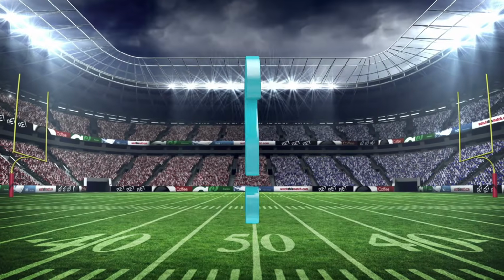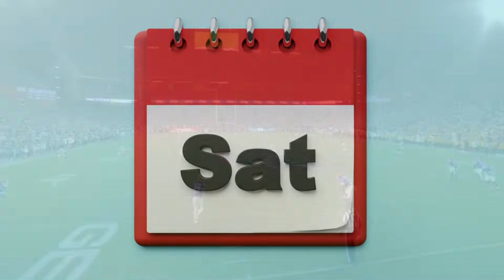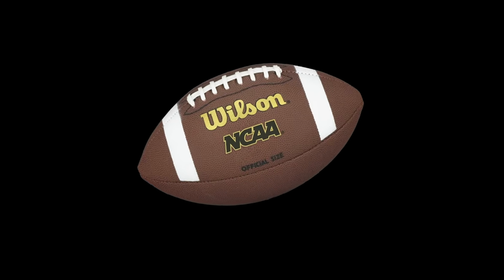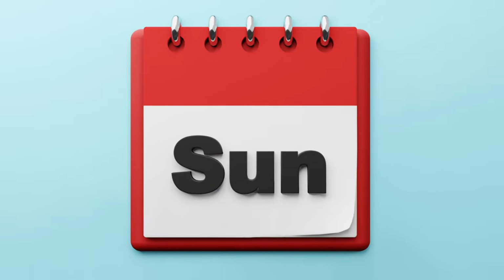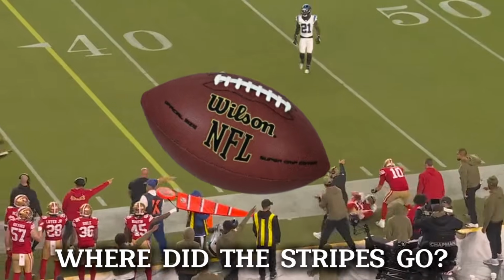I've got a super simple question that hides a massive sporting mystery. It's Saturday. You watch college football. What do you see? A brown leather football with those iconic stark white stripes. Now, it's Sunday. You watch the NFL. Where are the stripes? They're gone.